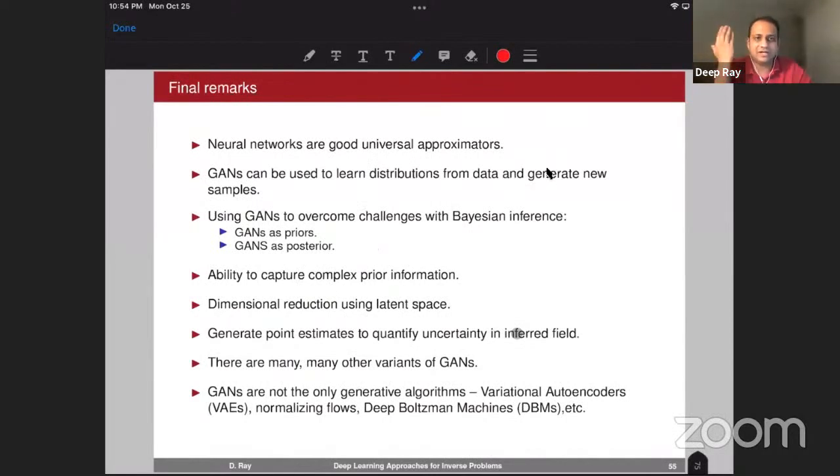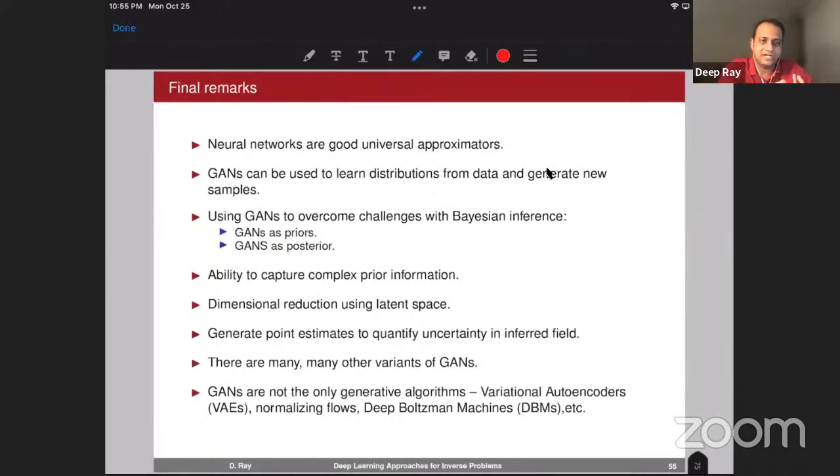I've shown you how you can construct multi-layer perceptrons, and that neural networks, because of various theorems, are good universal approximators. Then I showed you that GANs can be used to learn distributions from data and generate new samples from it. Then I showed you two ways in which GANs can be used to overcome challenges in Bayesian inference: GANs as a prior, and GANs as a posterior. GANs are able to capture complex prior information while giving you dimensionality reduction, because you are posing everything in terms of the latent space of the GAN, which is much smaller dimensional compared to the dimension of X, which you are trying to infer.